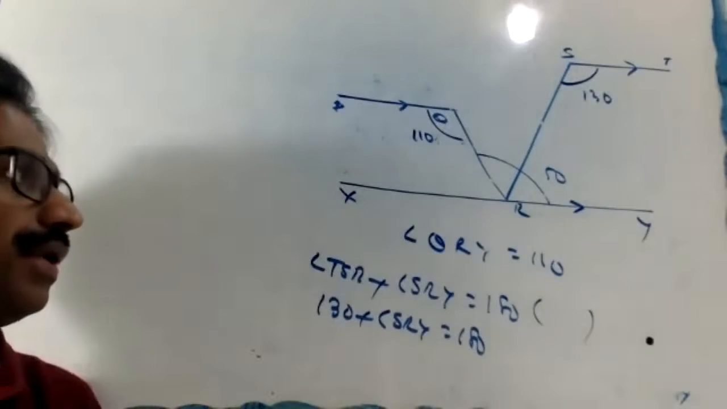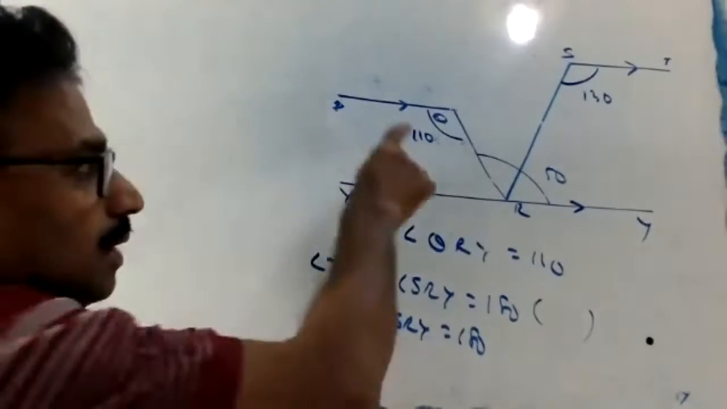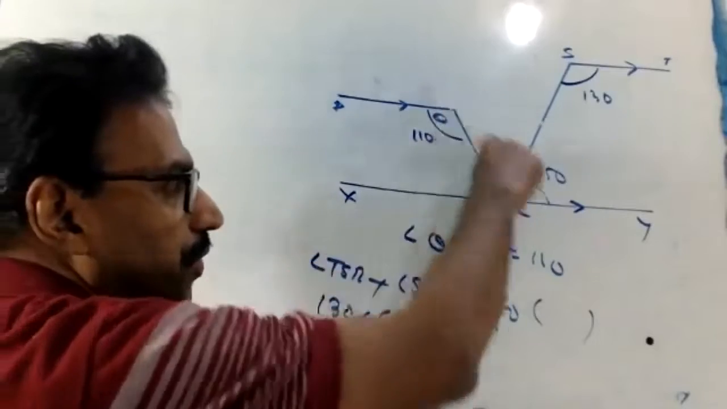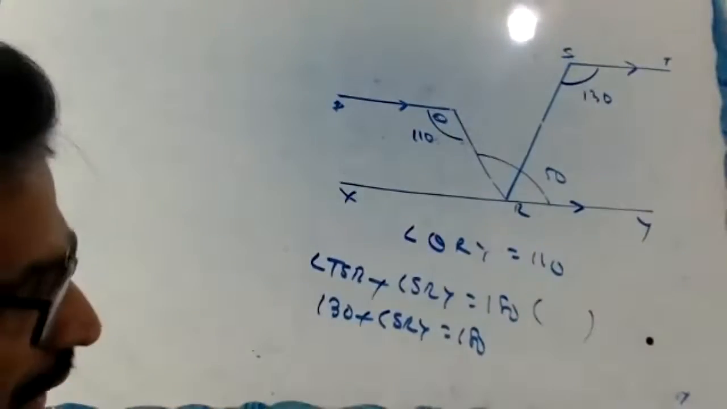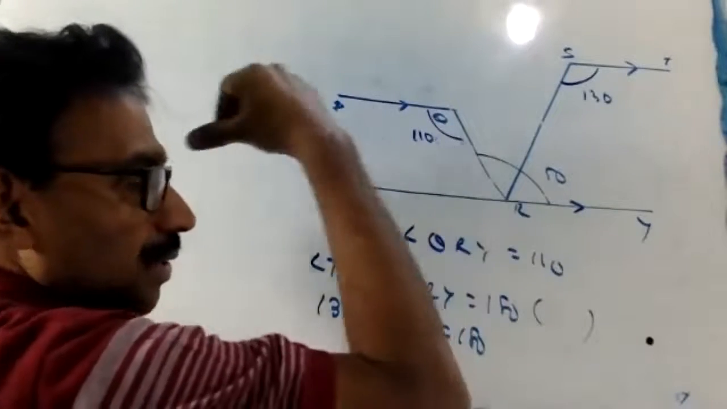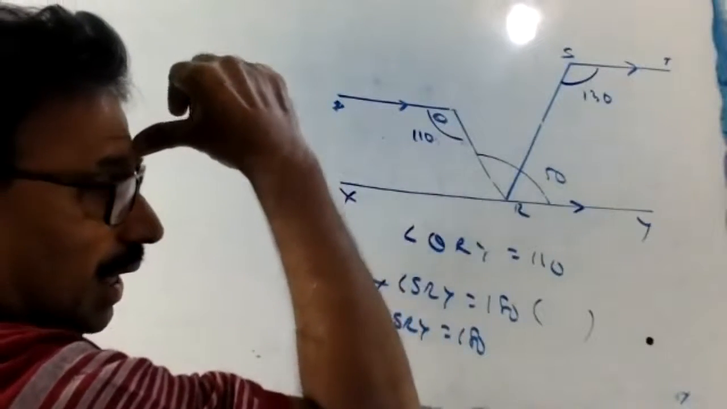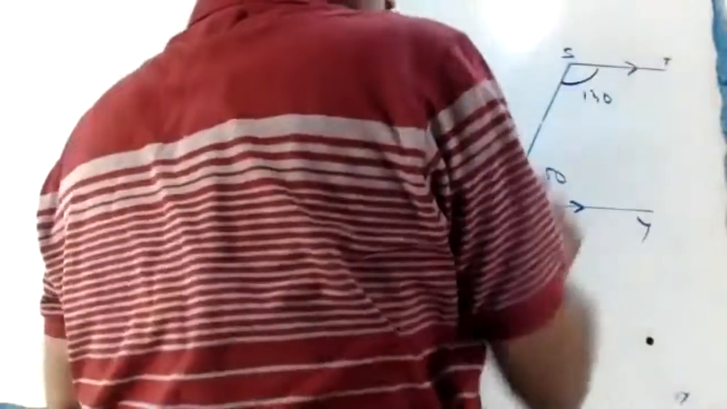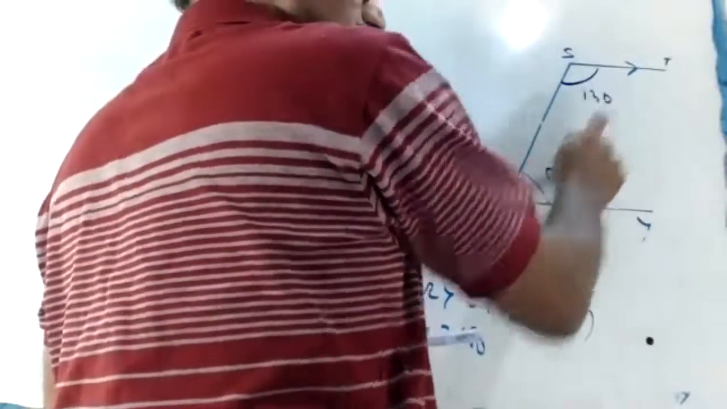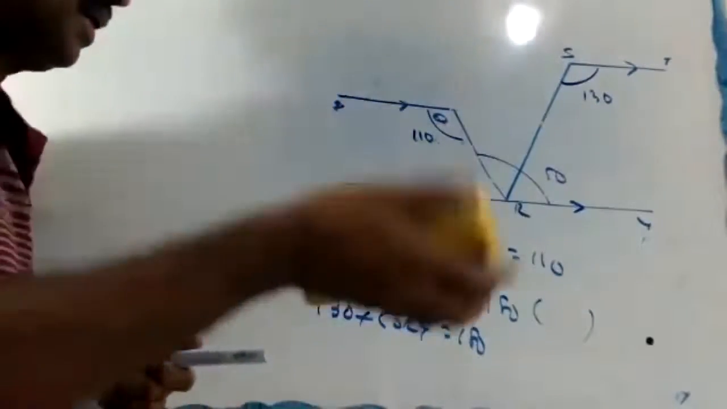Okay, so now here PQR equal to QRY. Reason what? Alternate angles. This is 110, this is also 110. Okay. And TSR plus SRY 180. So 130 here, 50 here. So this will be 60. Okay. And another way, you can try this way also.